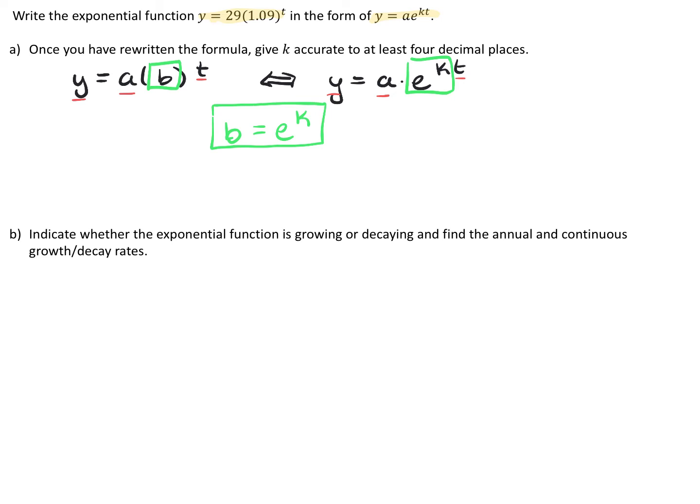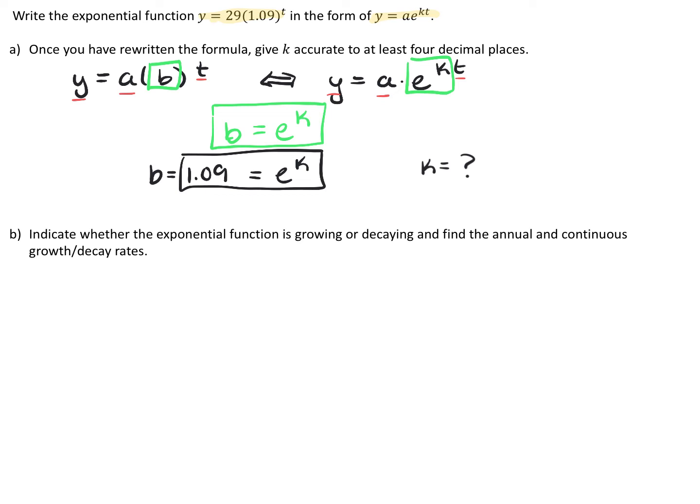So let's write down what we know. From the original equation, we know that b is 1.09. And then in the continuous function, we're trying to solve for k. So we want to know what is k. Let's set b equal to e to the k, and now we have an equation where we can solve for k.